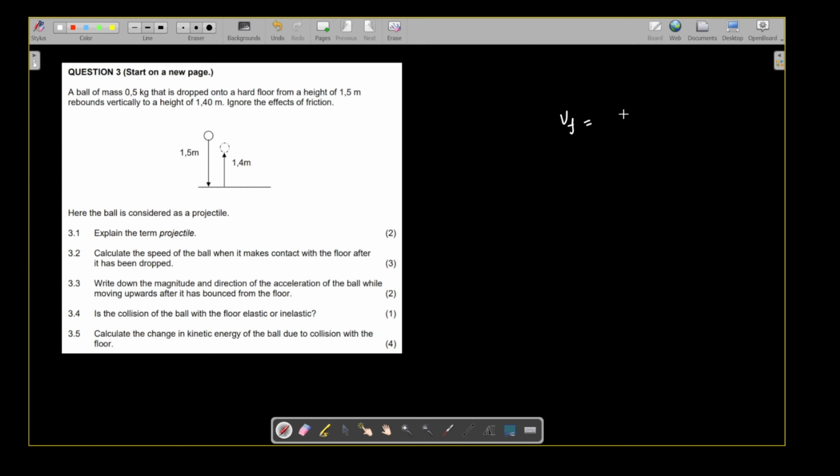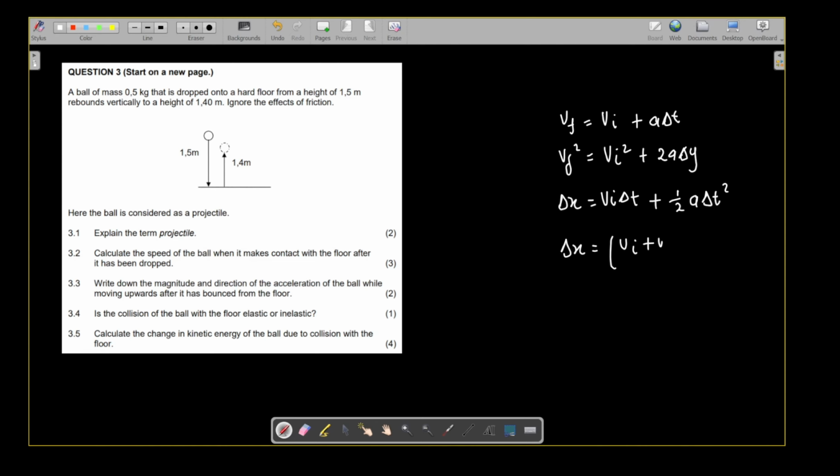So remember, the first formula is Vf equals Vi plus a change in t. Then you have Vf squared equals Vi squared plus 2a change in y. Then change in x equals Vi change in t plus half a change in t squared, and then change in x equals Vi plus Vf divided by 2, multiplied by change in t. So those are the formulas that you're going to need to answer these questions.